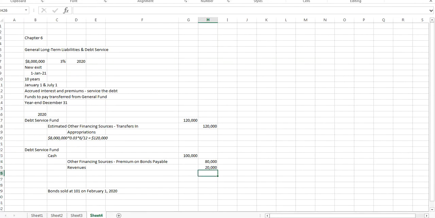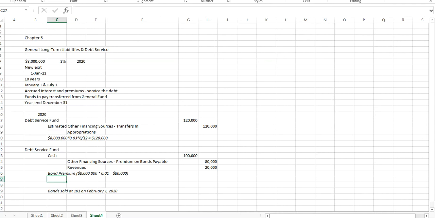So let's talk about these numbers now. So what these numbers represent, and I'm going to again go over here to my description. I'm trying to put my descriptions in italics. The $80,000 is the bond premium. So remember it sold at 101, and so the $8 million times the 1% is the 80,000. So that's our bond premium.